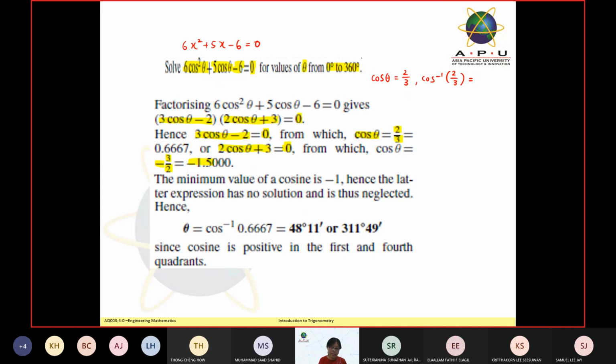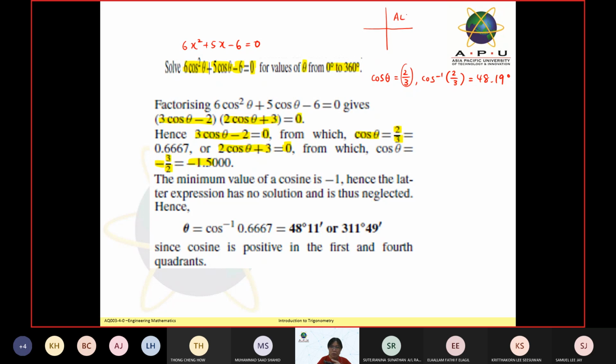We calculate our answer in degrees, so make sure your calculator is in degree mode. You get 48.19. Since this is positive, cos is positive.